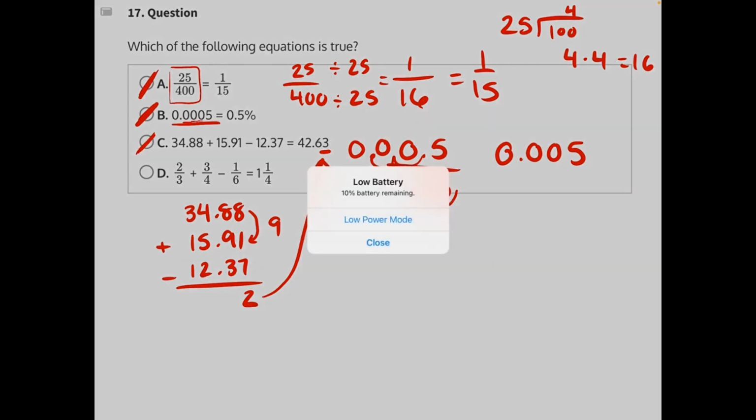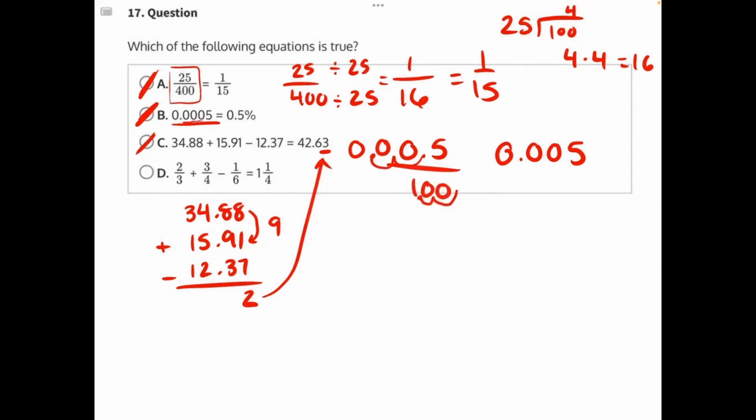By process of elimination, D has to be our correct answer. So at that point, you could mark it and move on with the test, but for the sake of the video, I will continue to solve and show you why D is correct.